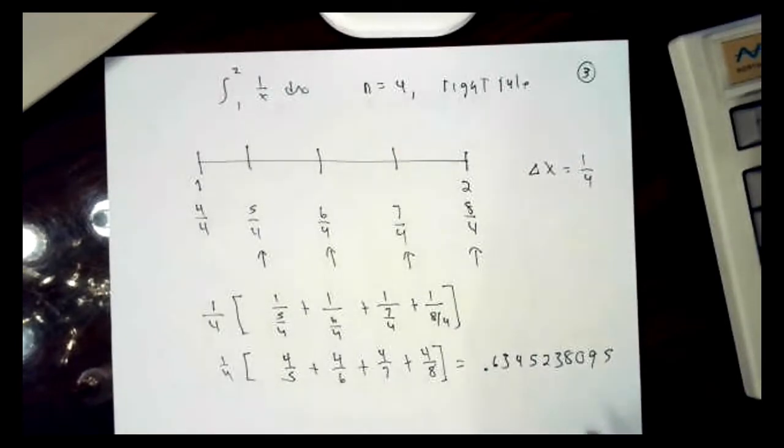Putting these in my calculator, I got 0.6345238095. I don't want to round these numbers in any way. If I rounded this and I said, oh, it's 0.64, when it comes time to compare what comes out of my computer program with my hand calculation, that would be of no value to me.